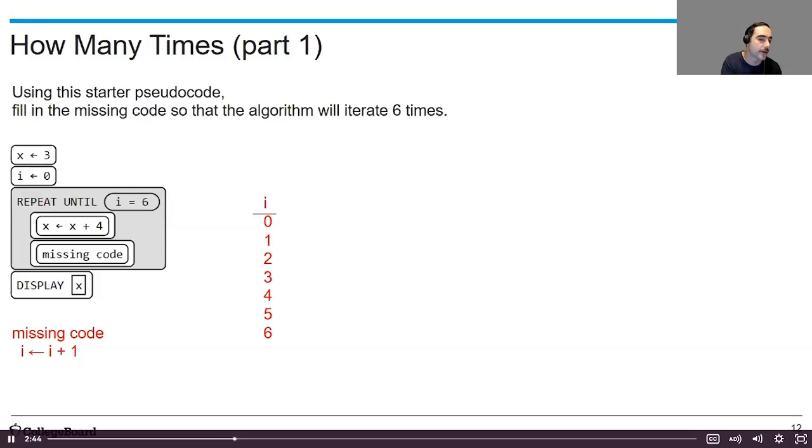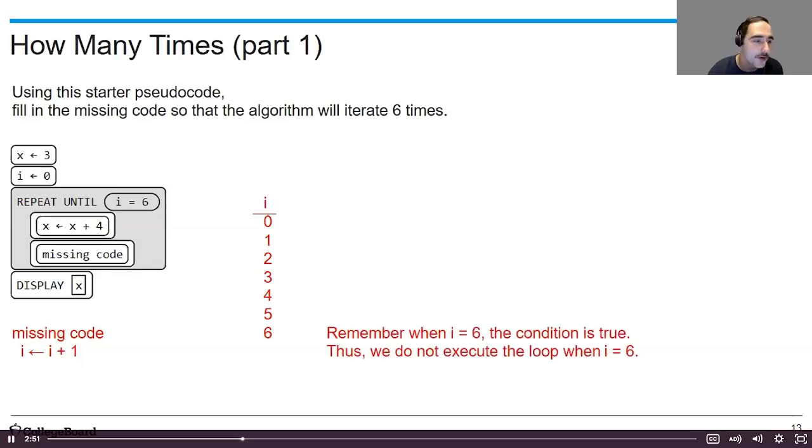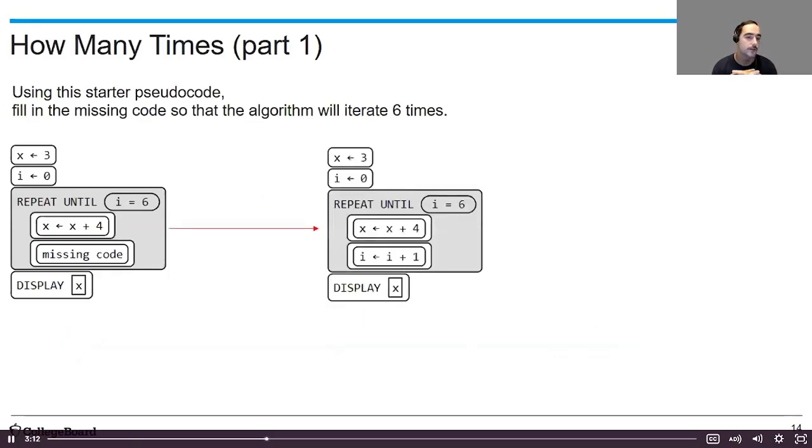So you may say that's 7 numbers for I, and we're only supposed to iterate 6 times. But remember, when I is 6, the condition is true and we do not execute the loop. So if we really look at it, even though there are 7 numbers, we've only gone through the loop 6 times, which is what our goal was. So this is the correct missing code. You would take the code and fill it in, and now we would have a working algorithm.